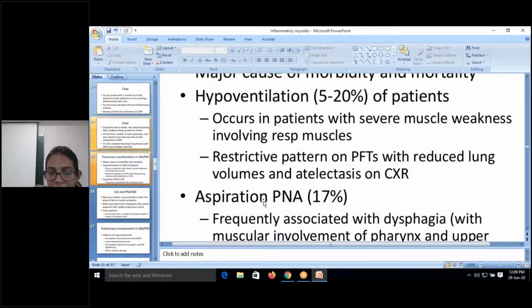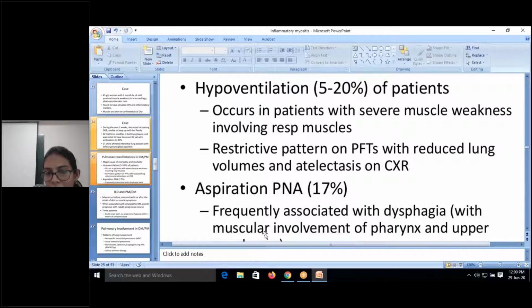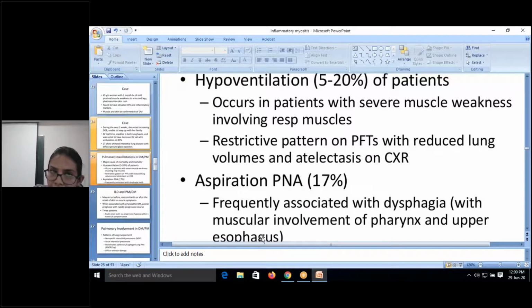And it is usually aspiration pneumonia. It is because of dysphagia, because the muscles affected in myositis are skeletal muscles, and smooth muscles can also be involved. But skeletal muscle involvement occurs more often. When skeletal muscle involvement occurs in the pharynx and the upper half of the esophagus, which has the muscular component, dysphagia can occur. When dysphagia is there, aspiration pneumonia can occur.